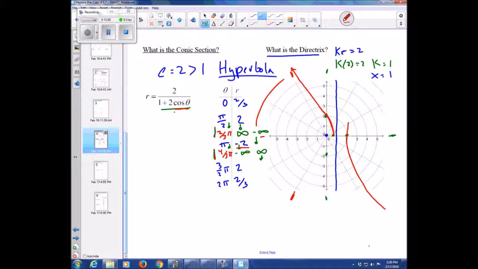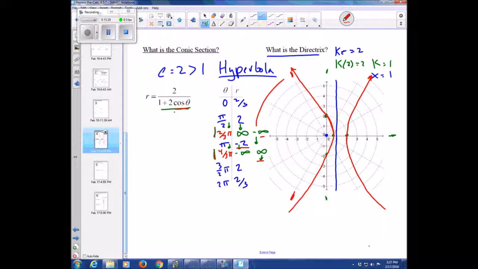So right here for 4/3 pi, we are going to head out to that negative infinity r value. And then after that, we've got positive r values again. So right here, coming from positive r values now, we're going to be coming from 4/3 pi, where we follow that out infinitely. And we're going to get this side of the hyperbola like this.